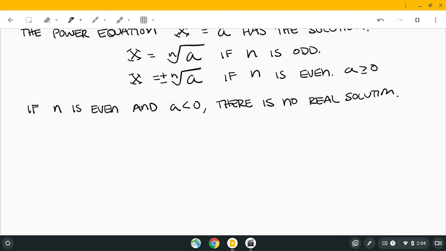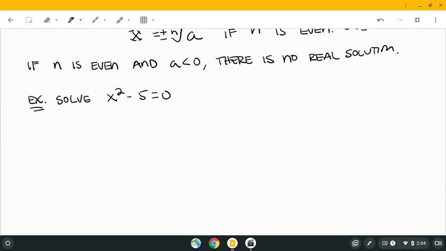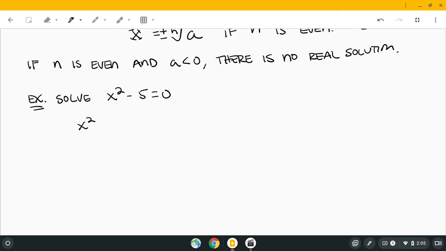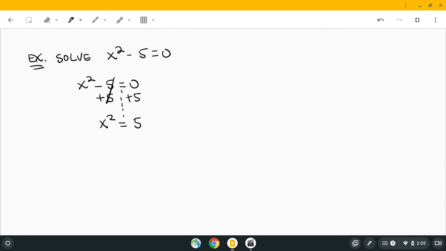All right, so let's take a look at this example here. Let's go ahead and solve x squared minus 5 equals 0. I'm going to go ahead and rewrite the problem down here. Here this doesn't factor. That's not like a difference of squares or anything like that. So one way to solve this, we can add 5 to both sides. Cancel that out. So we get x squared equals 5. And so this is how you get rid of these powers.